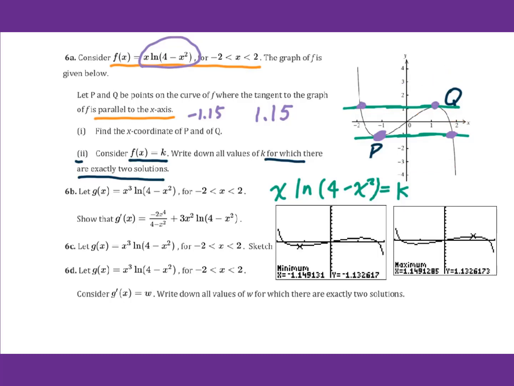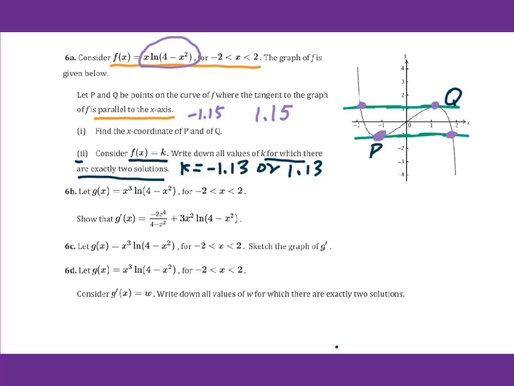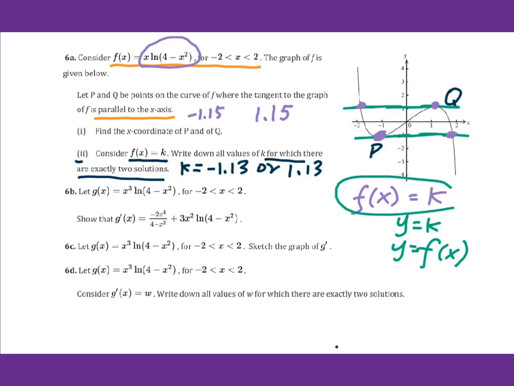But what's this k? It will be the y-coordinate of P and Q. Therefore, we can write down k equals negative 1.13 or 1.13. We know that if we have f(x) equals k, how many solutions you have is based on how many intersections there are for y equals k and y equals f(x). The intersections of these 2 functions decide how many solutions this equation has.